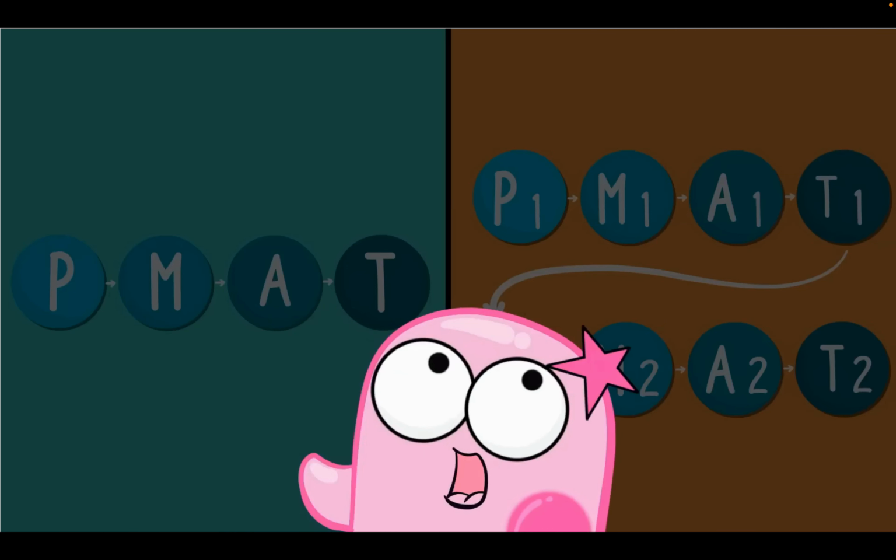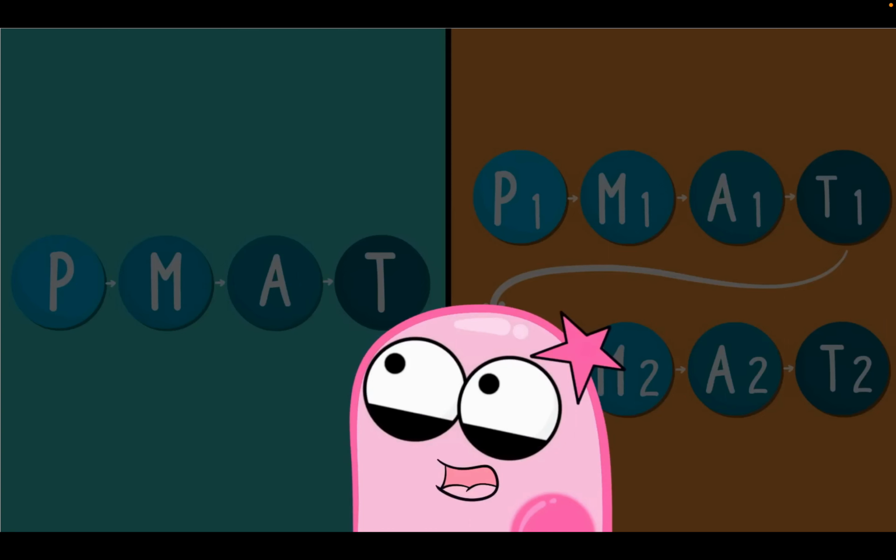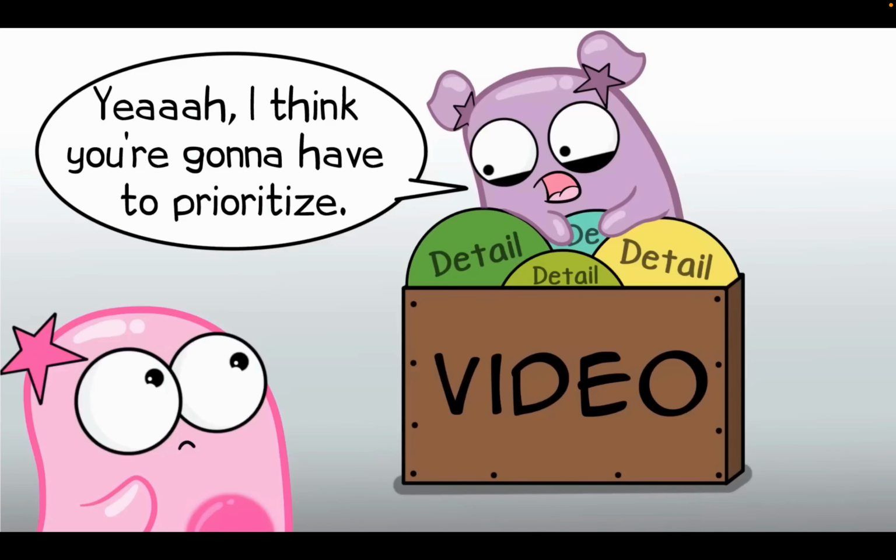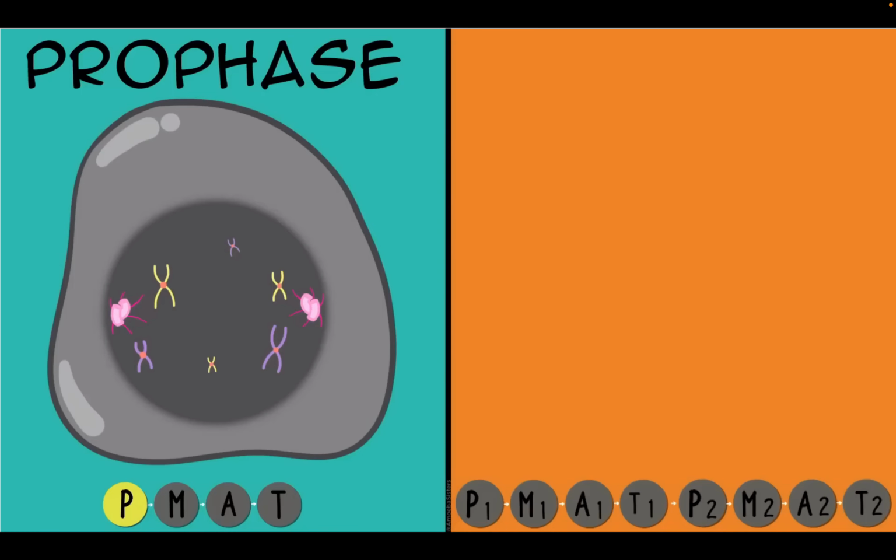We're going to show some basic events for each PMAT stage, but please know that there is way more detail to explore than what we can include in this quick video. Prophase in mitosis. Remember that pro can mean before, and this stage comes before the others. The chromosomes are visible. We say they're condensing, which means they are thickening.